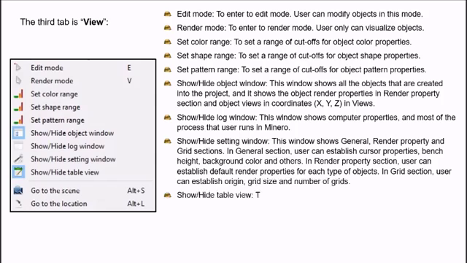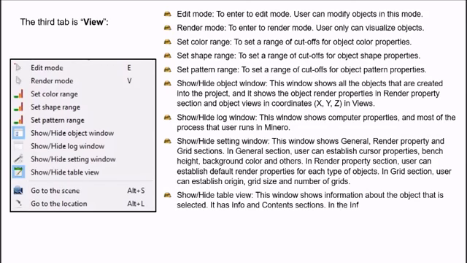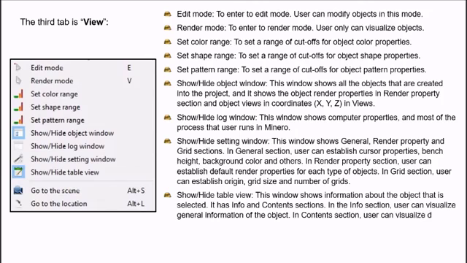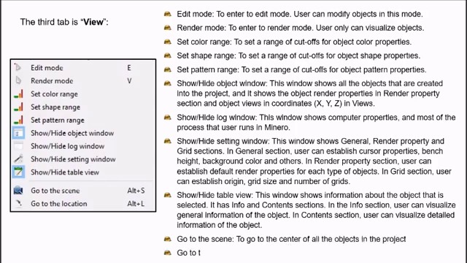Show hide table view. This window shows information about the object that is selected. It has info and content sections. In the info section, the user can visualize general information of the object. In the content section, the user can visualize detailed information of the object. Go to a scene. To go to the center of all the objects in the project. Go to location. To go to a specific coordinate.